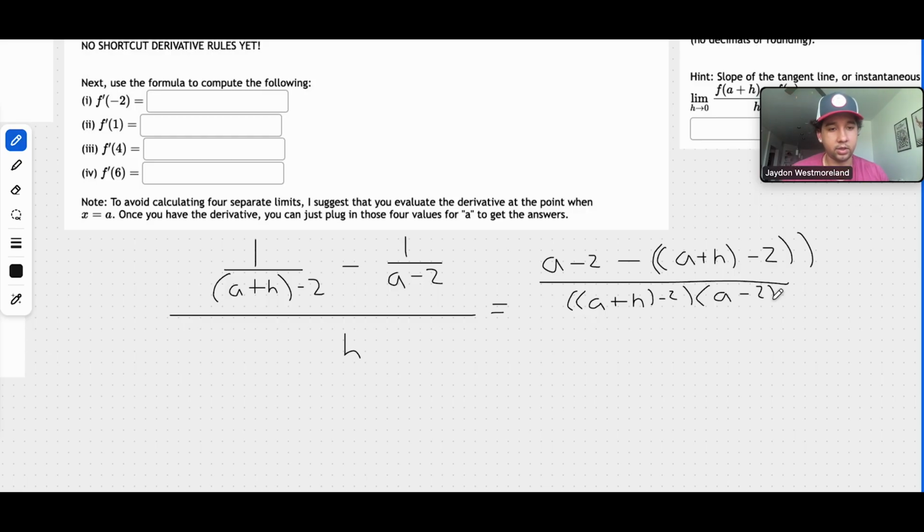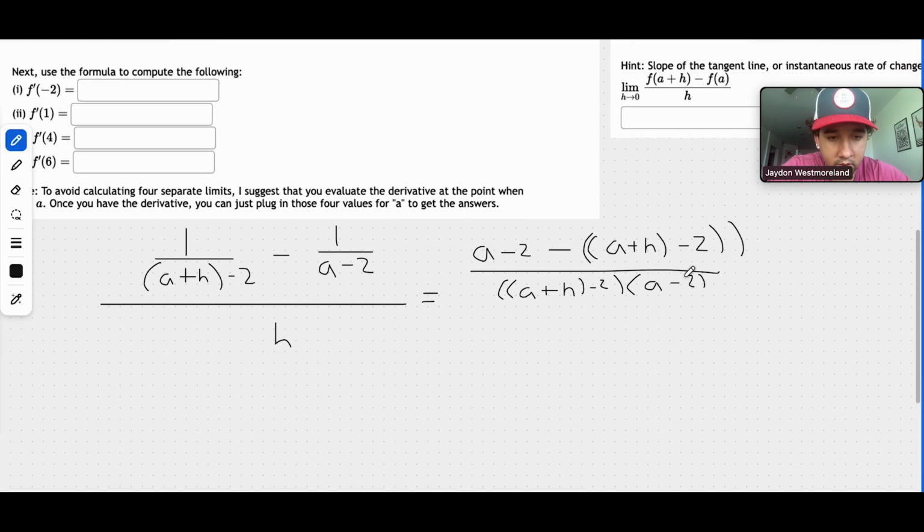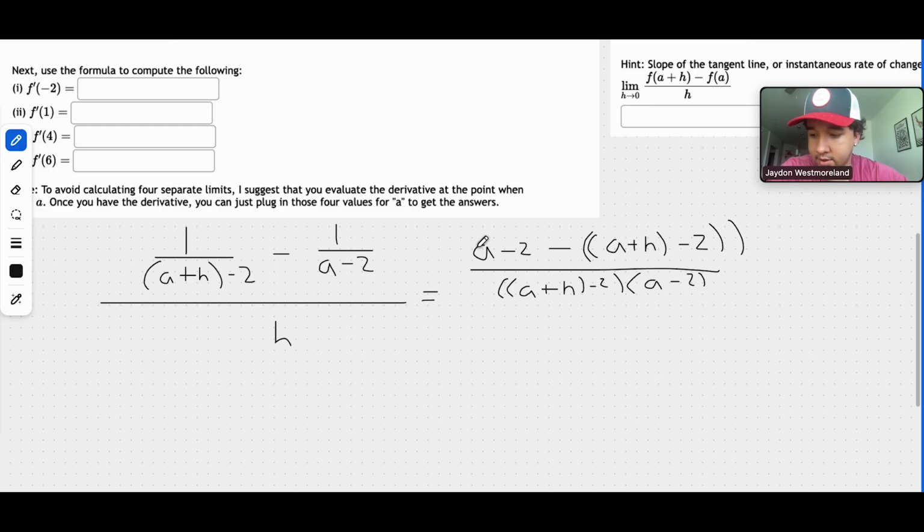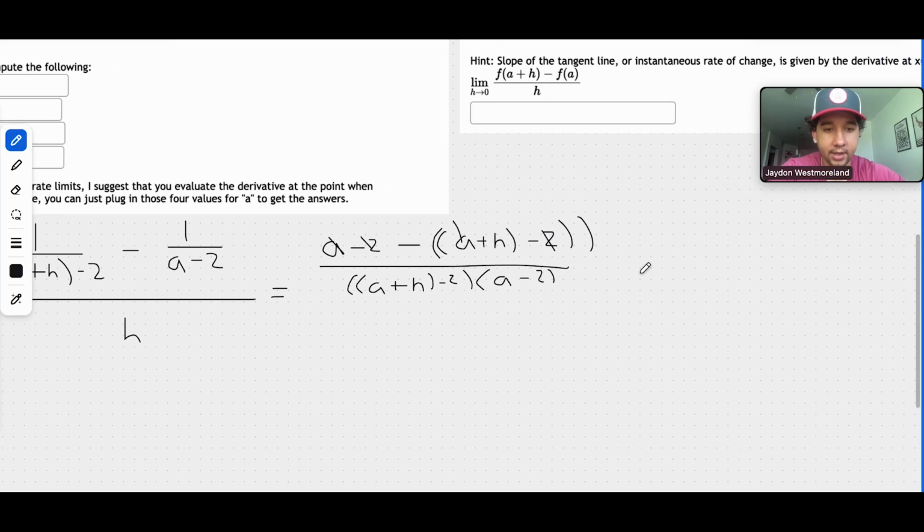So let's see what we can do here. First thing I'm going to do is simplify the top. So it looks like a minus a. This is essentially going to cancel out here. And then I got -2 minus -2. That's the same thing as -2 plus 2. So that's going to cancel out, leaving me with minus h. Now here, what I have is essentially a plus h.